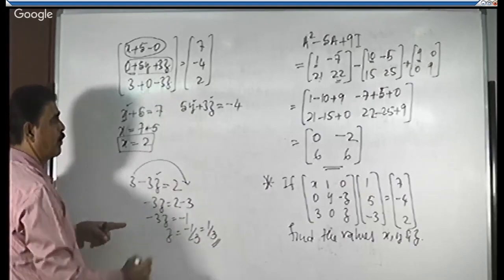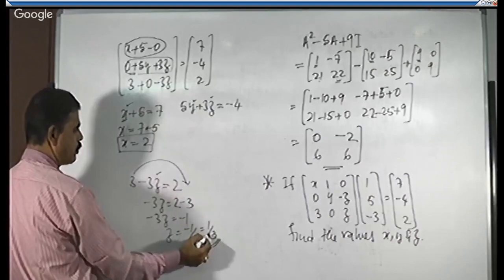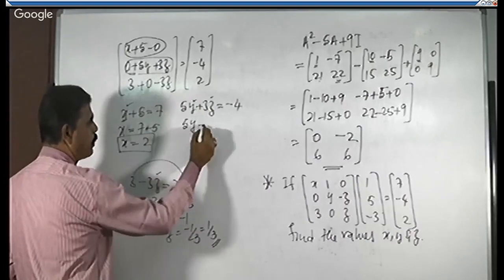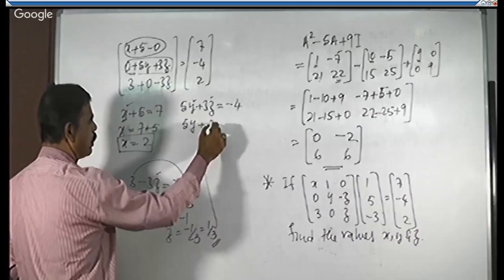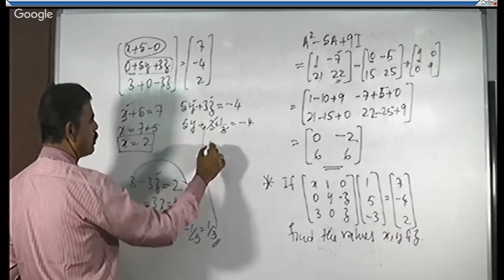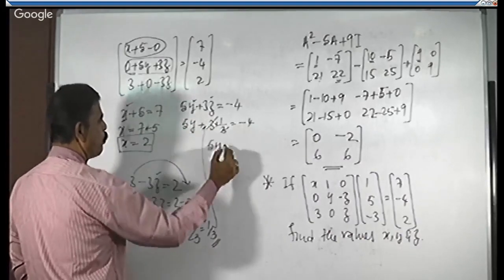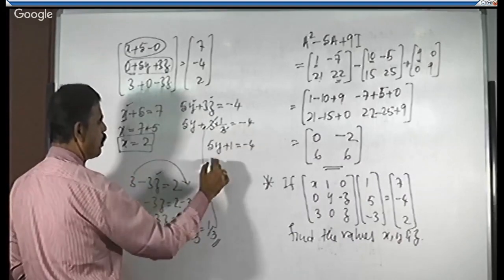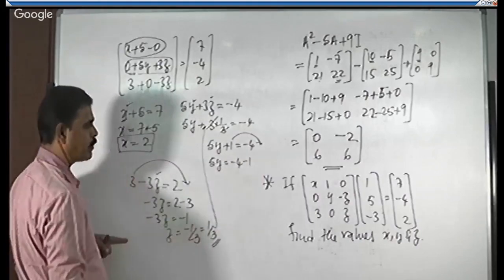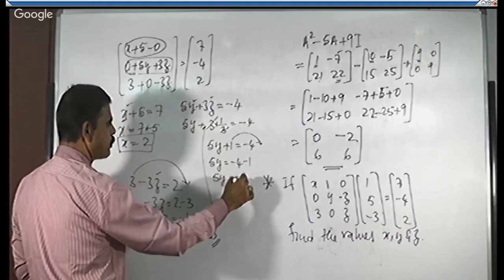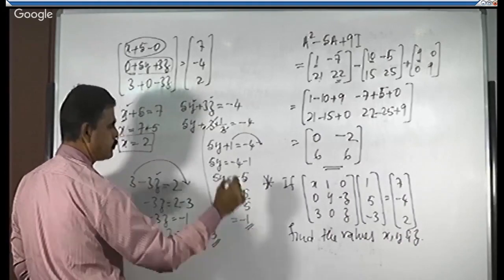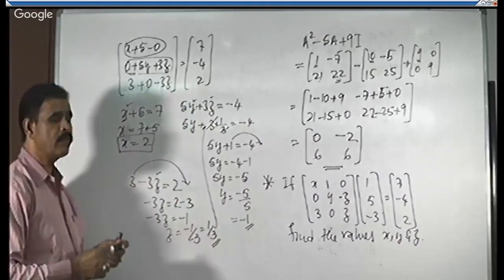From this z, we can get the value of y. Just substitute the value of z in the second equation. Then we will get y. 5y plus 3 into z, which is 1 by 3, is equal to minus 4. So these 3 get cancelled. The remaining is 5y plus 1 is equal to minus 4, or 5y is equal to minus 4 minus 1. Transfer 1 to the right side, its sign changes, it becomes minus 1. So 5y is equal to minus 5. Therefore, y is equal to minus 5 by 5, which is equal to minus 1. So in this way, we can get the values of unknowns also.